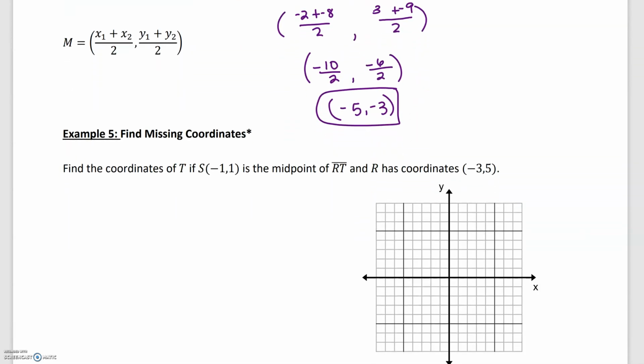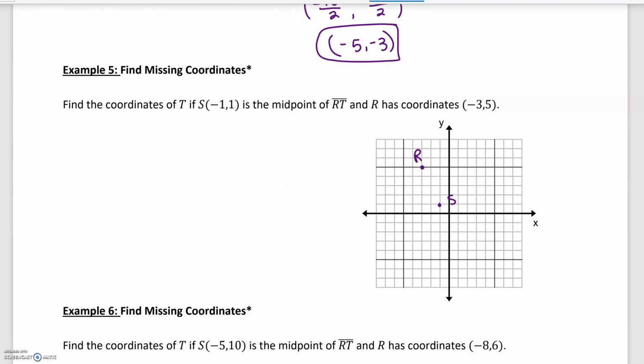So here's one that is going to be a pretty one. Find the coordinates of T, if S is the midpoint. And we have one endpoint R, and we're going to find the other endpoint T. So R is -3, 5. And then we have our midpoint at -1, 1, and that's S. We want to figure out where the other endpoint is. This is where you can see the slope. It went down 1, 2, 3, 4, right 2. So we can repeat that, down 1, 2, 3, 4, right 2 to find T.